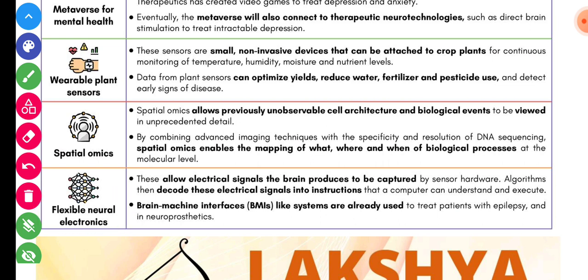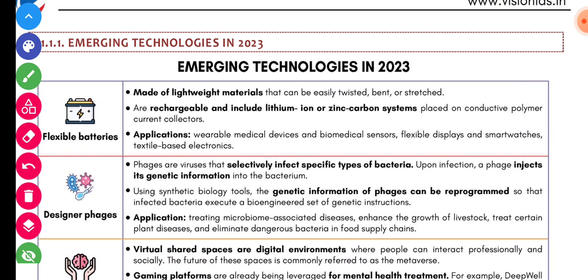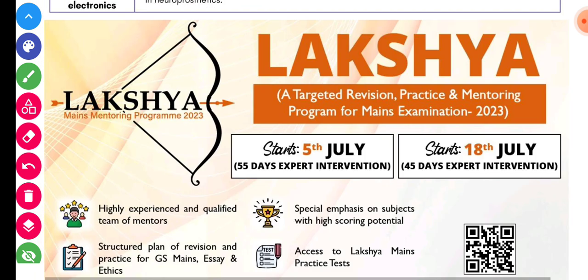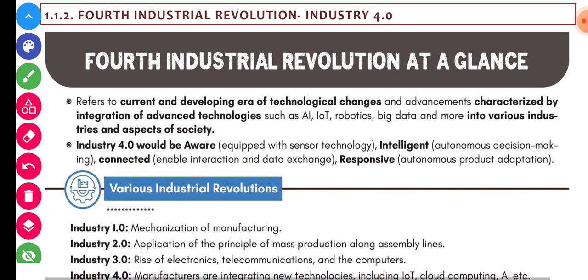And flexible neural electronics. These allow electrical signals that the brain produces to be captured by sensor hardware, and algorithms then decode these electrical signals into instructions that a computer can understand and execute. Brain-machine interface-like systems are already used to treat patients with epilepsy and in neuroprosthetics. So these are some emerging new technologies in 2023 which you can mention in your answers as examples or applications of these new emerging technologies.